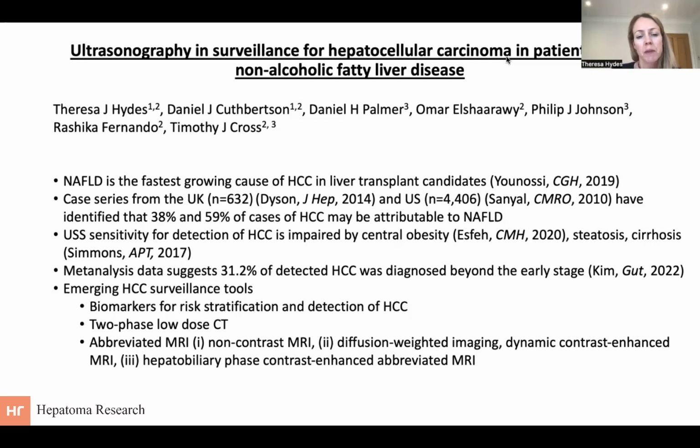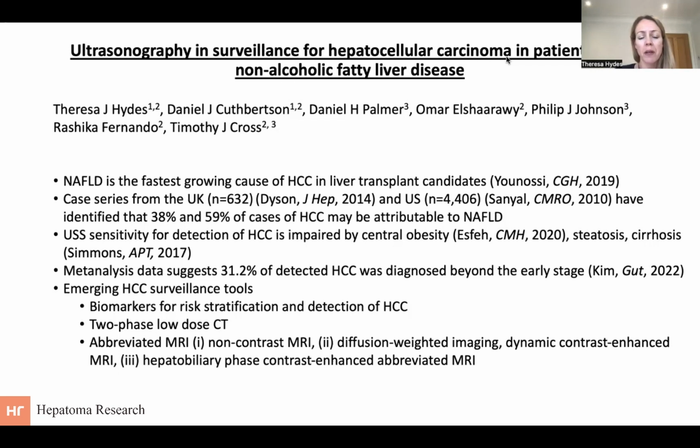And this presents problems because ultrasound scan sensitivity for the detection of HCC is impaired significantly by central obesity. And we know that over 40% of individuals in the West are now living with obesity, and it's also impaired by steatosis and cirrhosis. And meta-analysis data has suggested that over 30% of detected HCCs were diagnosed beyond the early stage, which obviously impairs the use of this tool in this setting.